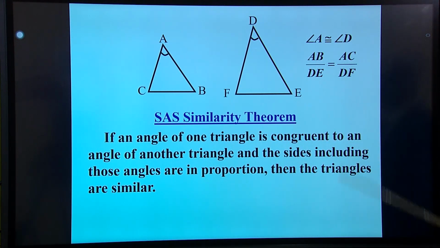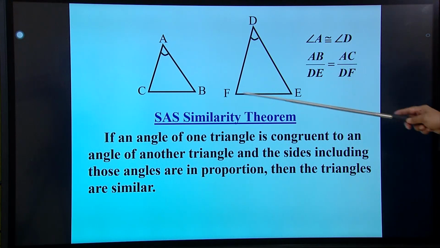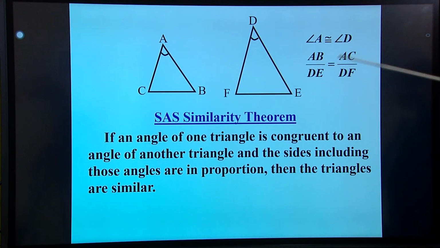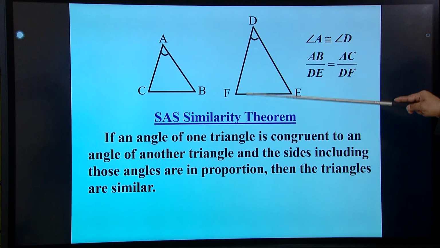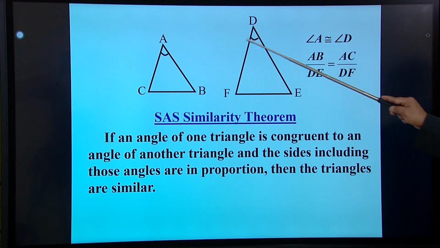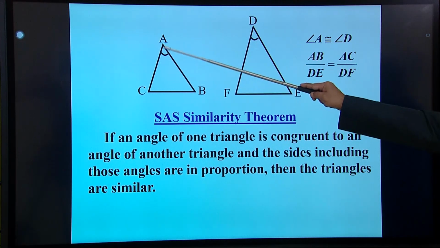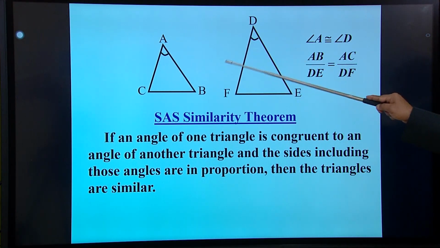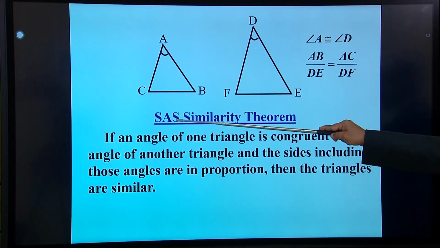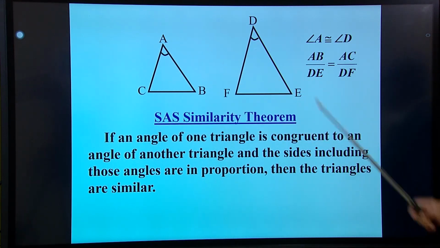If an angle of one triangle is congruent to another angle, meaning they are equal, and the two sides are in proportion, then the triangles are similar. Meaning AB over DE is equal to AC over EF. And this angle is what we call included. That angle must be in the two sides that we know. So it's an included angle. So we have side, angle, side. That's why we write it like that, with the angle in the middle of it.